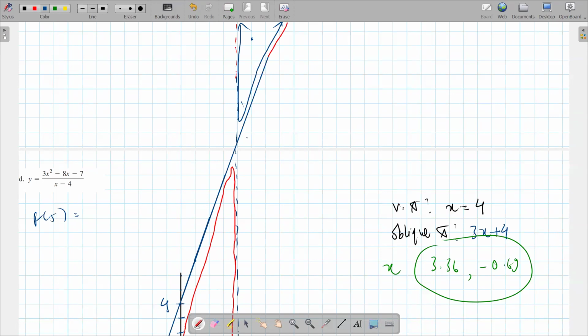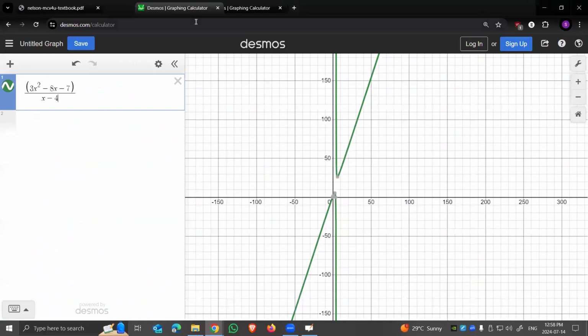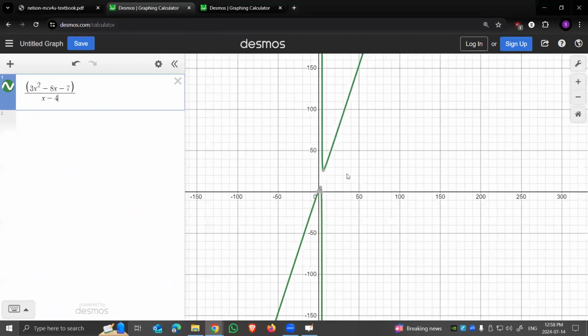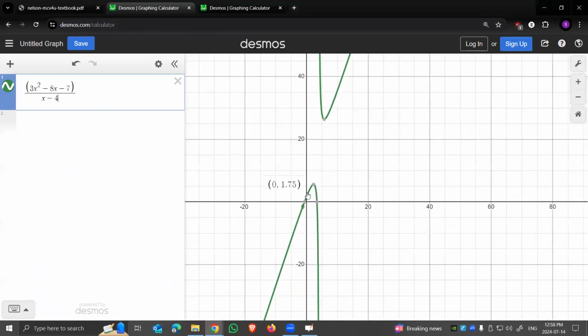And we can always double check whether we've done it right or not by using Desmos. It's such a powerful tool. We used to use a graphing calculator, which was super annoying to use. There we go. That's the sketch. And that is exactly what we have, right? 1.75, negative 0.69, 3.61, this thing.